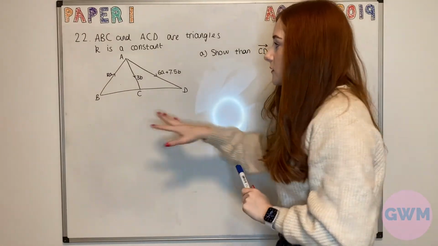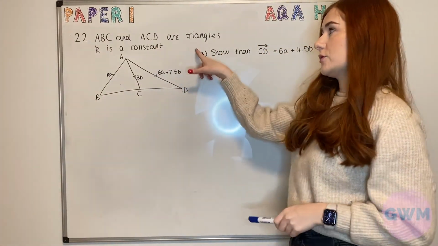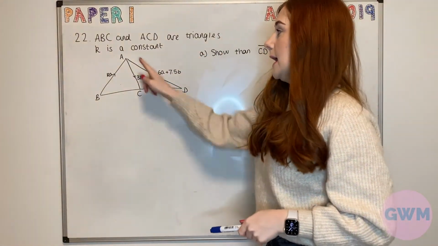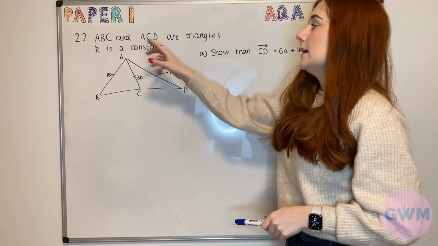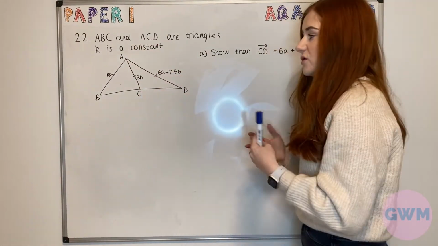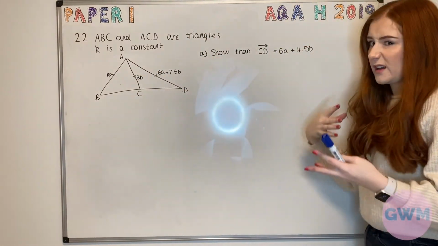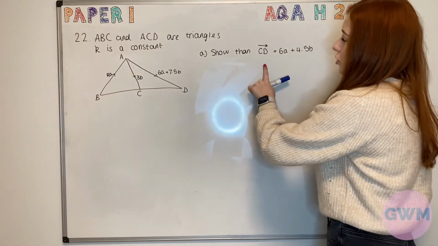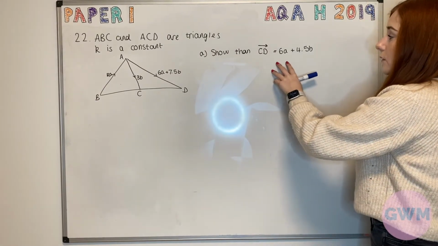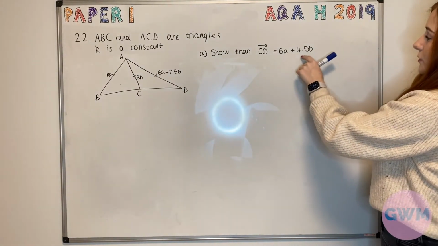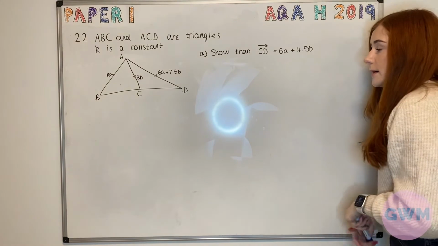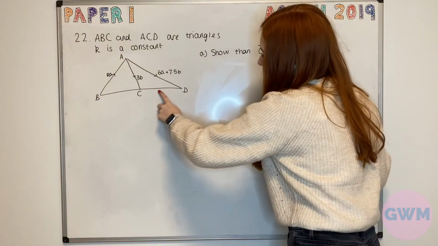Question 22 gives us two triangles, and it says that they are triangles ABC and ACD. Okay, k is a constant, we don't need to worry about that, it's just consistent through all the times you use it, it's just like a number. So it wants us to show that CD is equal to 6a plus 4.5b. Okay, so CD is this line here.